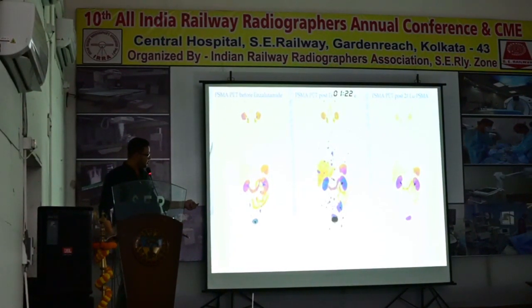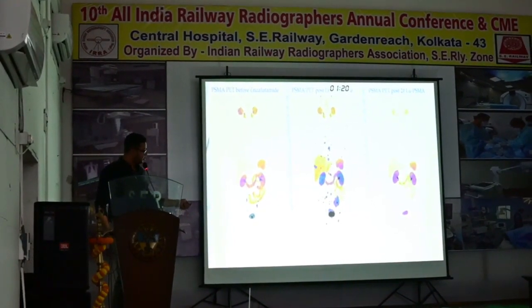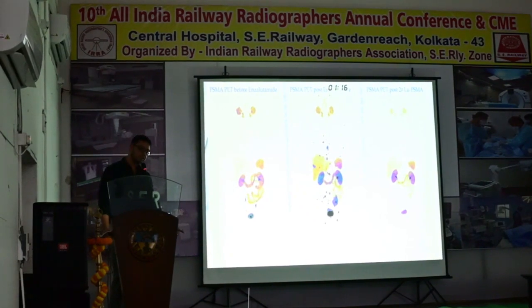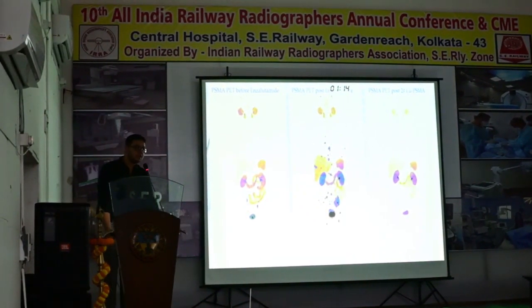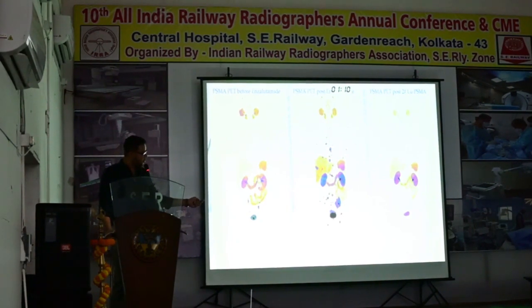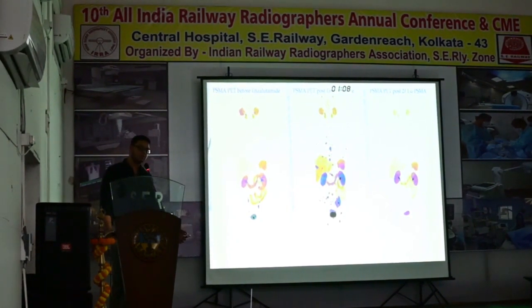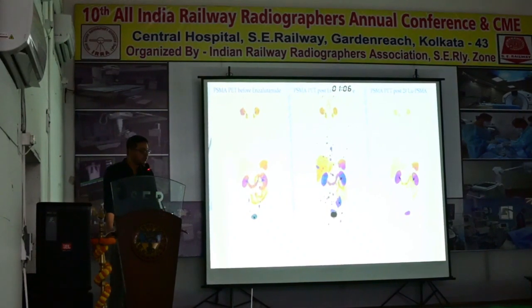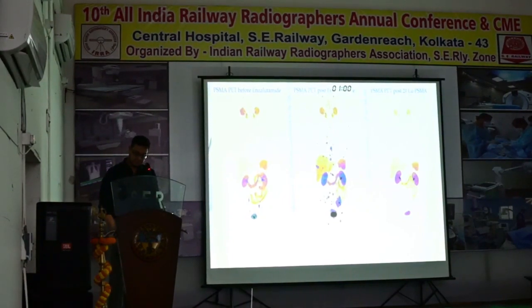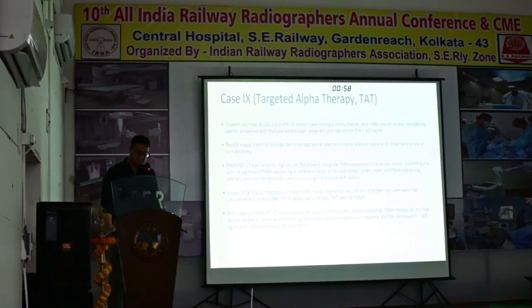At this time, the PSA was around 80, and after 2 cycles, just before the 3rd cycle, after 8 months of lutetium therapy, the patient was very much relieved. There is a near complete response in this case. PSA came down to around 9.